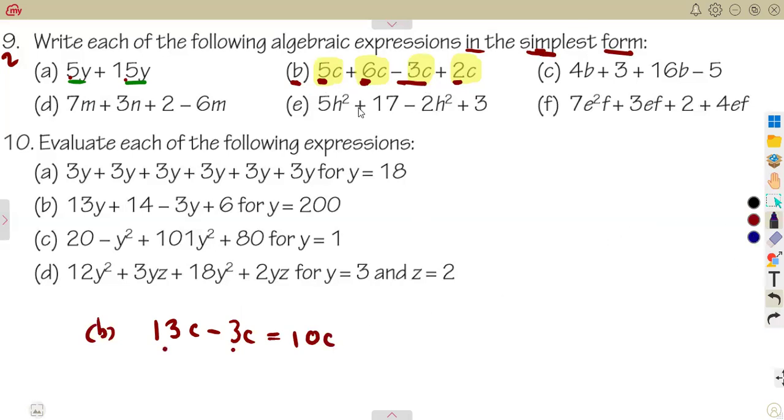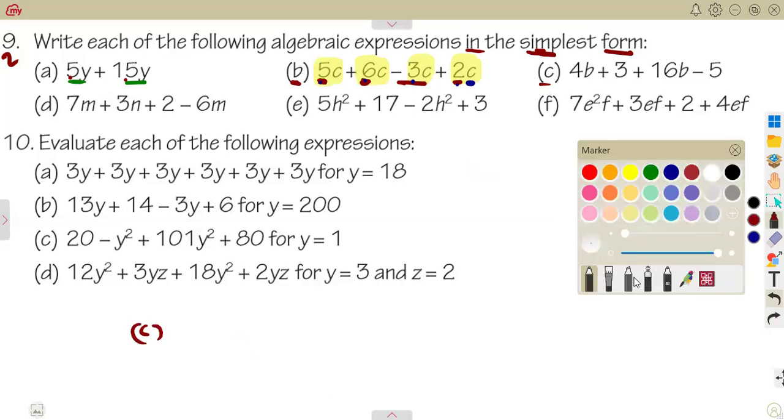Or just take your calculator, add these numbers, 5 plus 6 minus 3 plus 2, knowing that all these numbers are under a C. So you add these numbers, you're going to obtain a 10, but know that you must have a C. You can do that direct on your calculator, guys. These are like terms. The same thing on item C, they are also like terms to be considered there.